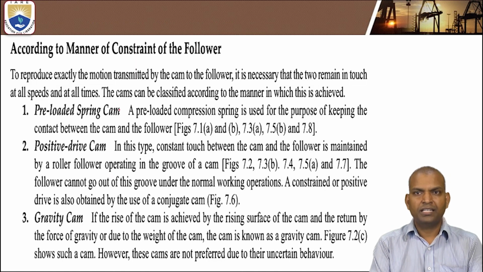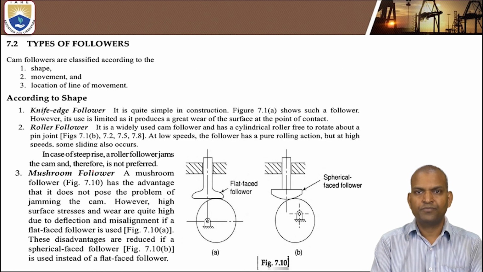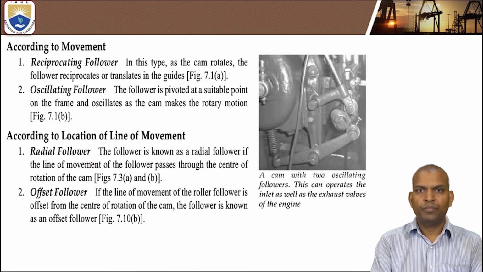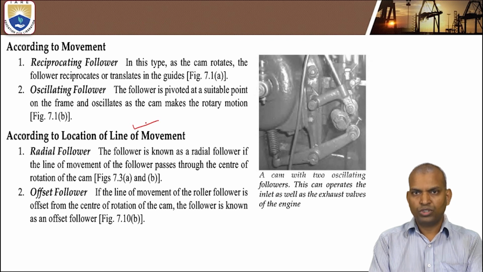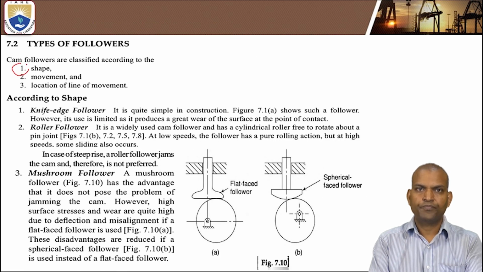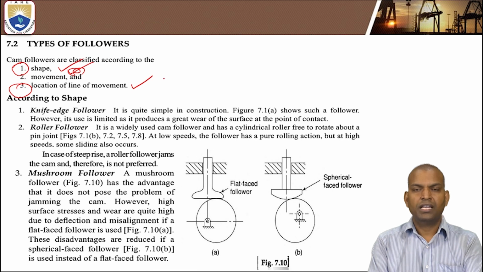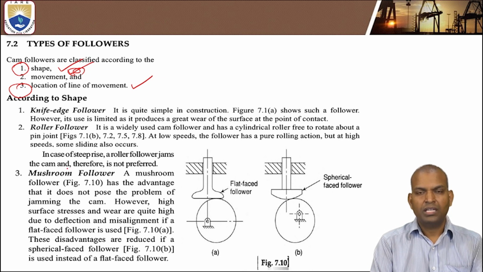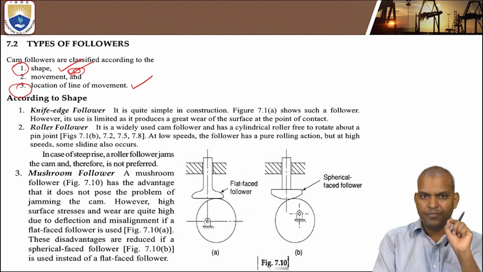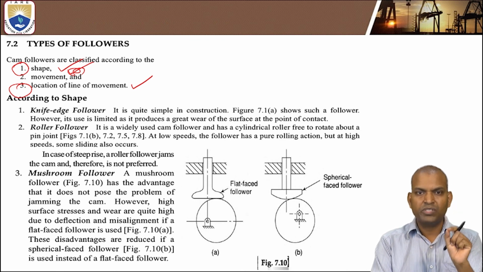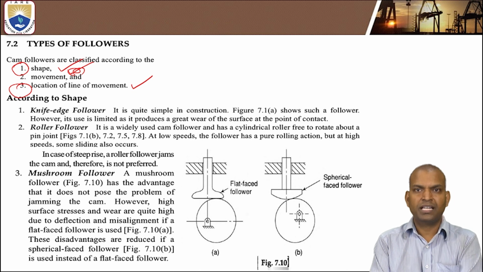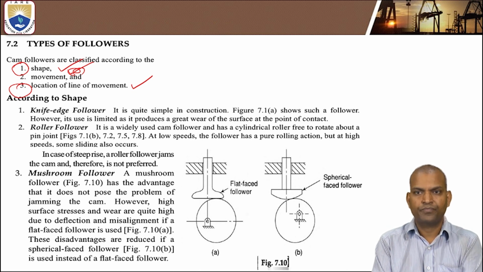We are not considering the preloaded spring cam conditions, but we follow according to the shape. Movement, reciprocating or oscillating, we don't follow, but line of action we do. Of the types of followers, the first and third will be followed, not the second category. And in the case of types of cam, only one type, that is radial, which comes under the category of shape.